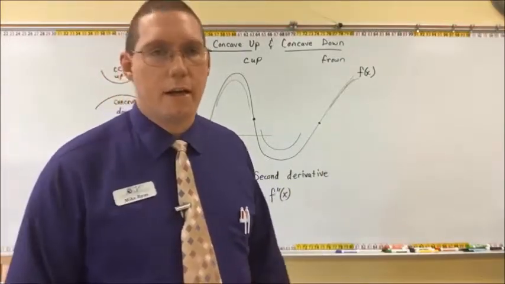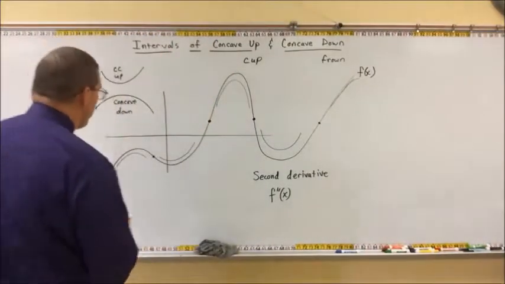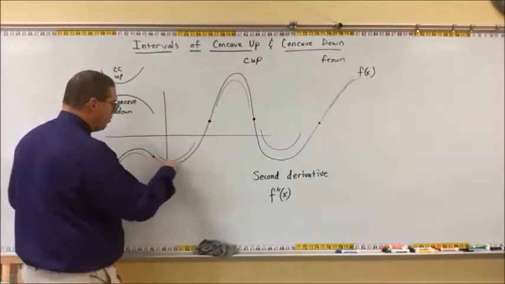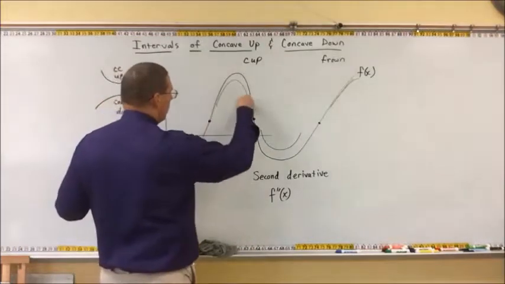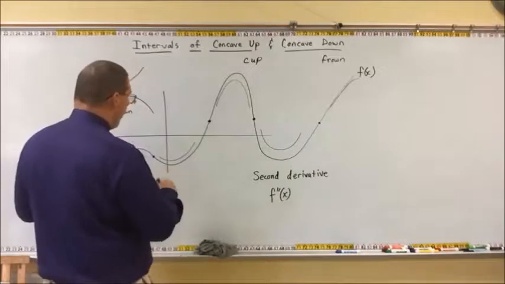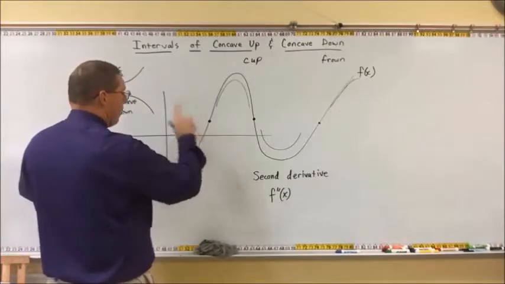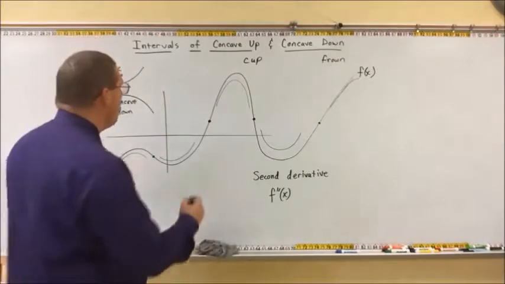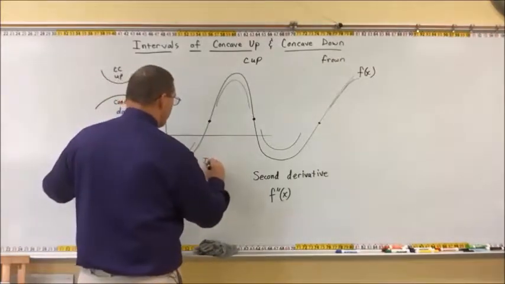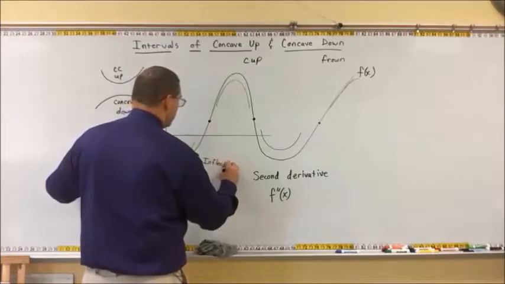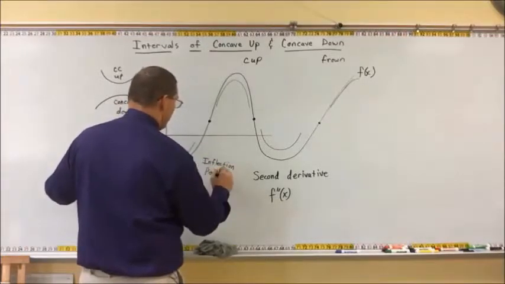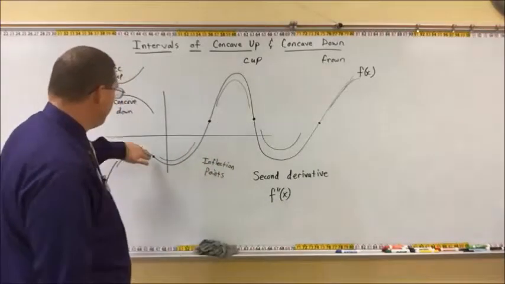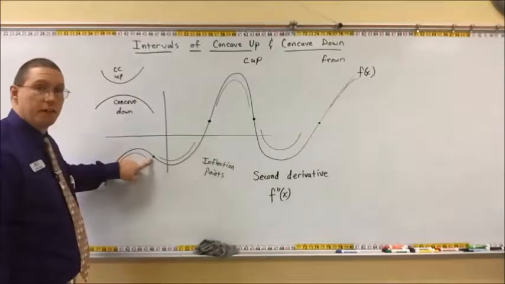If you can take the second derivative of a function and then identify a sign chart of the second derivative, you can identify concavity. Now let me talk about these points right here where the concavity changes from concave down to concave up and from concave up to concave down. Whenever the concavity changes, we call those inflection points. So, when we change from concave down to concave up, that occurs at an inflection point.